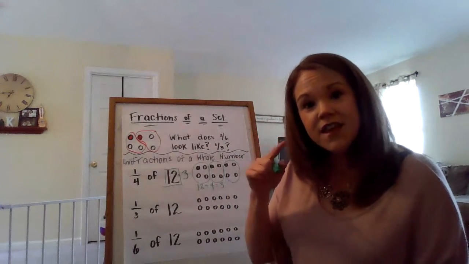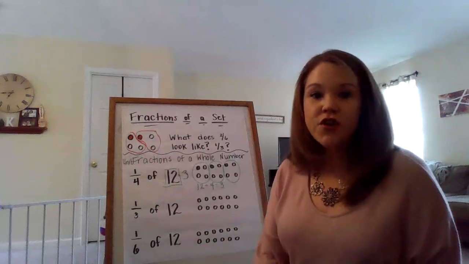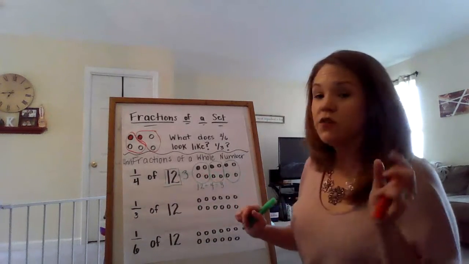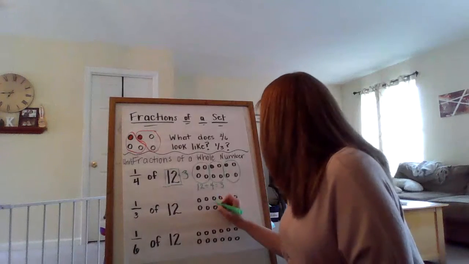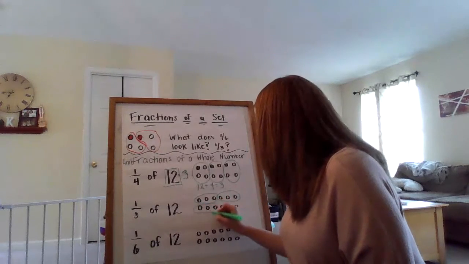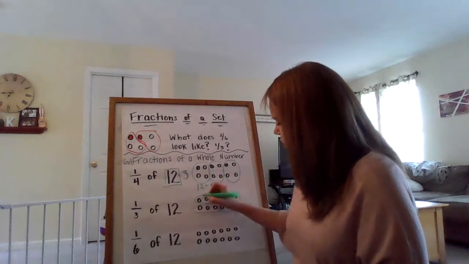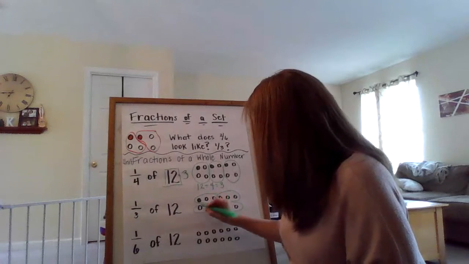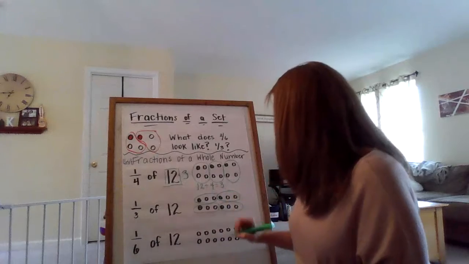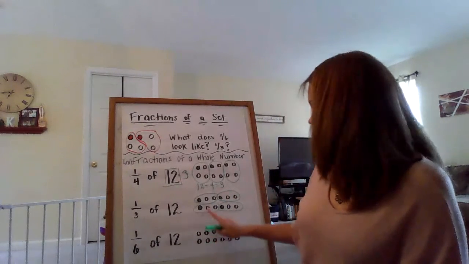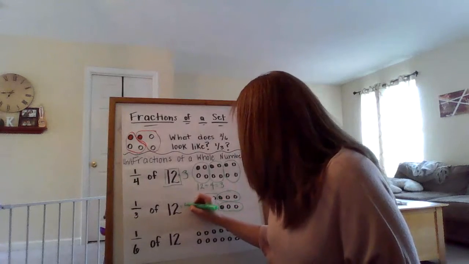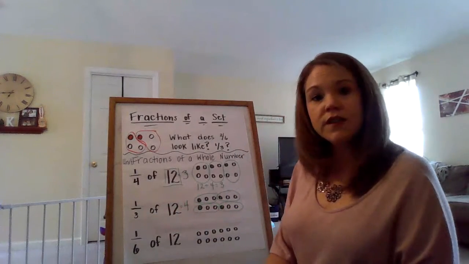So let's take that thinking and try the next one. What is a third of 12? So I have 12 again, and I'm going to say, okay, so for every 3, I'm going to shade in 1. So here's a group of 3, here's a group of 3, here's a group of 3, and here's a group of 3. So I shade 1 here, 1 here, 1 here, and 1 here. How many are shaded? So 1/3 of 12 equals 4.